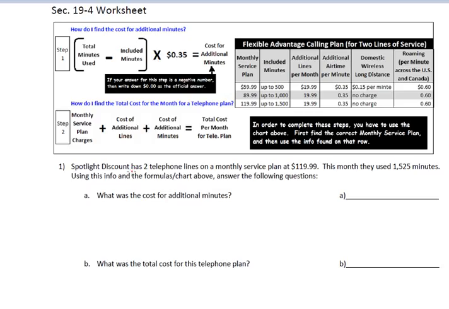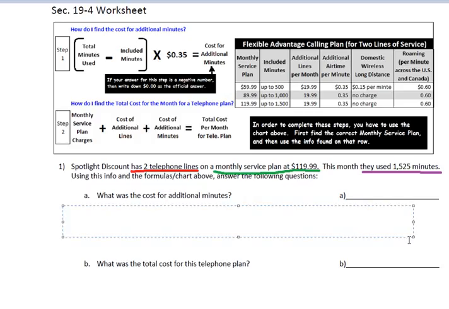Spotlight Discount has 2 telephone lines on a monthly service plan of $119.99. This month they used 1,525 minutes. Using this info and the formulas and the charts from above, answer the following questions. Letter A. What was the cost for additional minutes? Well, that's going to take us to step 1.